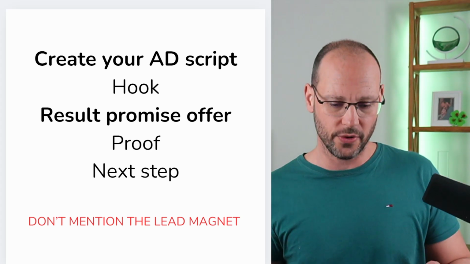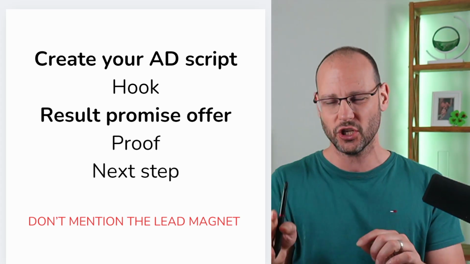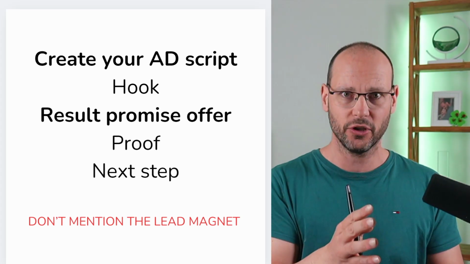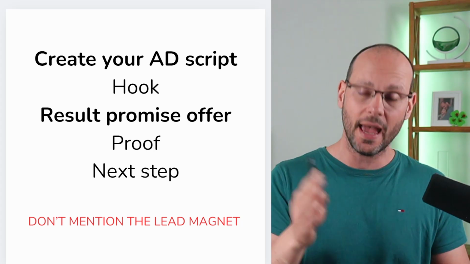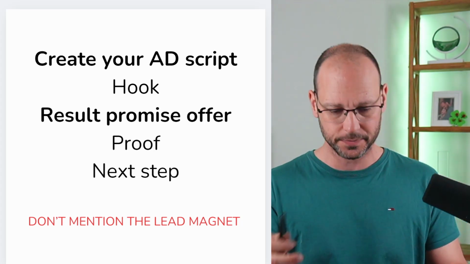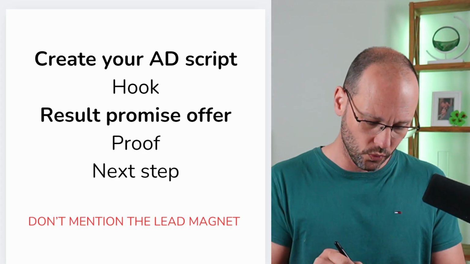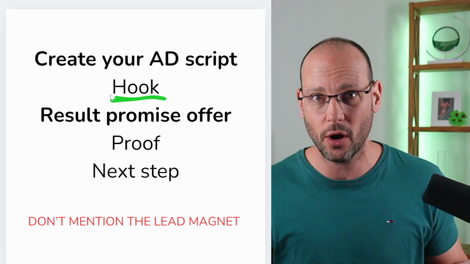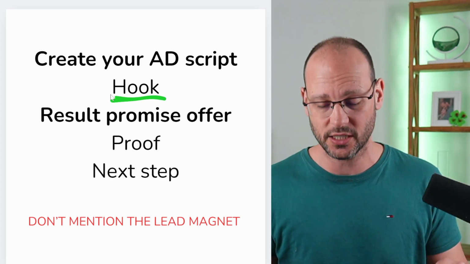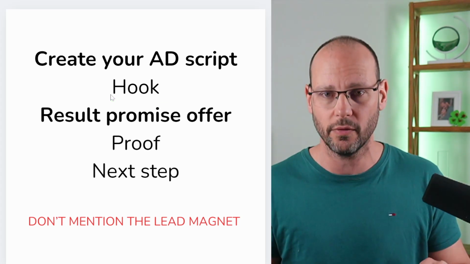Now, here's how you create your ad script. You need now to communicate the transformation that people can get, the offer you want to sell to them so that they get the transformation faster, and the next step, which is your lead magnet. And typically the easiest way to create such an ad is by starting with a hook, and the hook is a validated problem that you validated in microtests, or if you don't validate it, you just pick the problem where you believe you can solve it best.